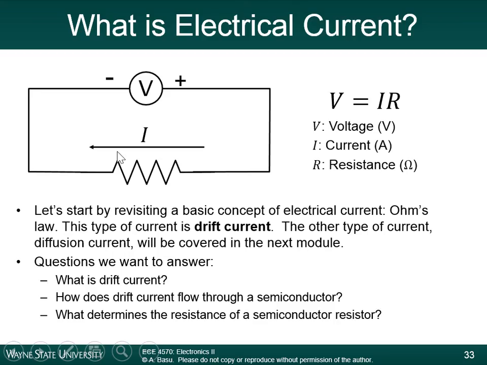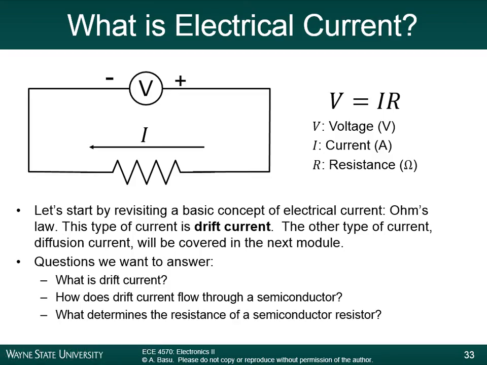If you put a voltage across a resistor, you get a current. The relationship is V equals IR. V is a voltage, I is the current through the semiconductor, and R is the resistance. So the voltage source would be something like a battery. It could be a voltage source in the lab and so on. So this concept that you all know so well, Ohm's law, is a type of current called drift current.